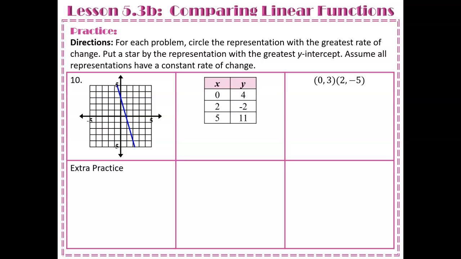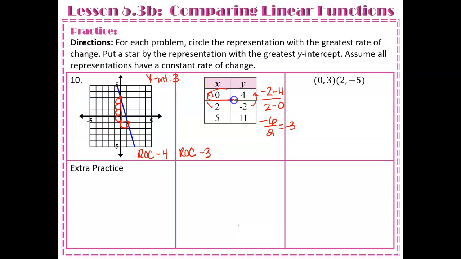Number 10, we got our graph. The graph crosses right here on the y-axis at +3, so my y-intercept is +3. I'm going to make my triangle. So I'm going to go down 1, 2, 3, 4 over 1. So my rate of change is -4. The table. Let's use the wine glass formula. I have -2 minus 4 over 2 minus 0. So I have -6 over 2, which is -3. So my rate of change is -3.